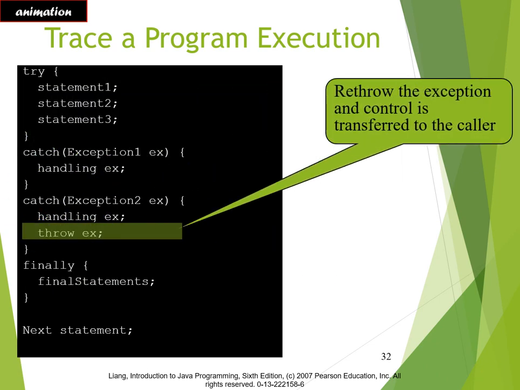Then it will rethrow the exception to transfer control. So if, for example, you want to throw another exception of the same type, again it can be thrown, but right after this one, if you handle it, the finally block will be executed, then it can be rethrown.